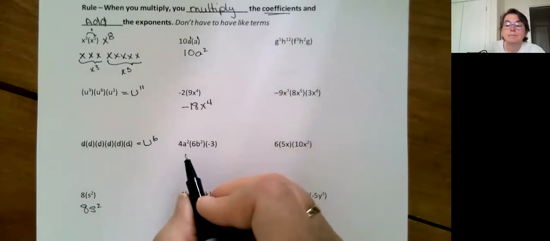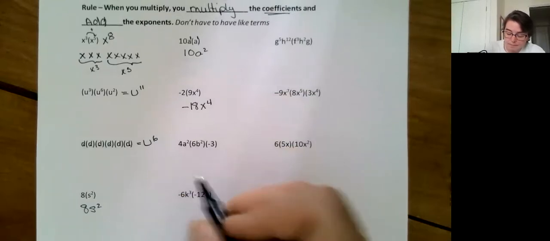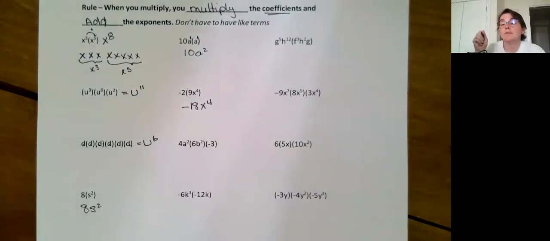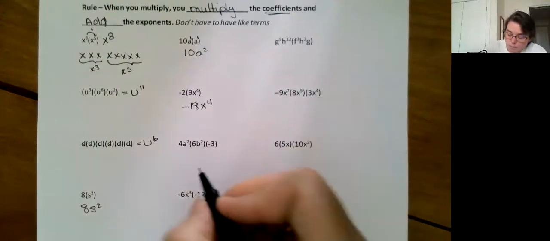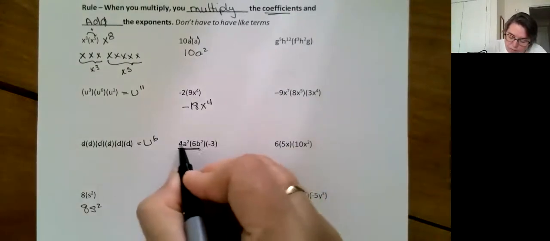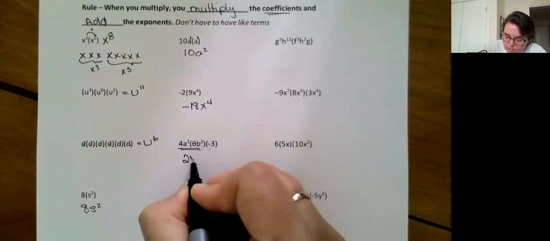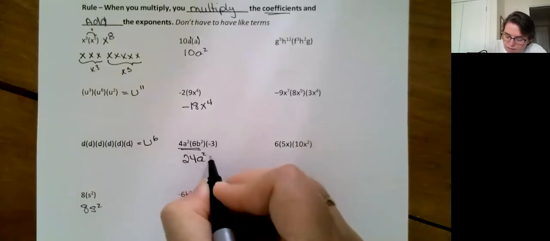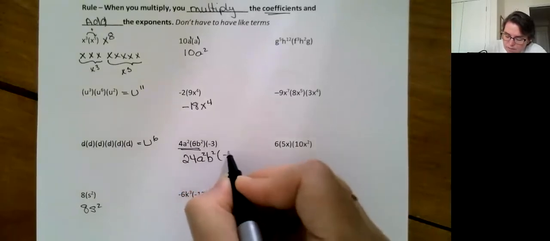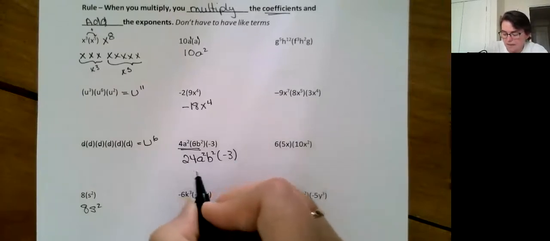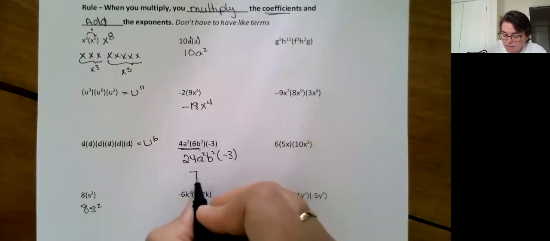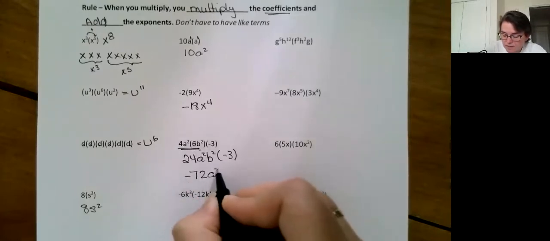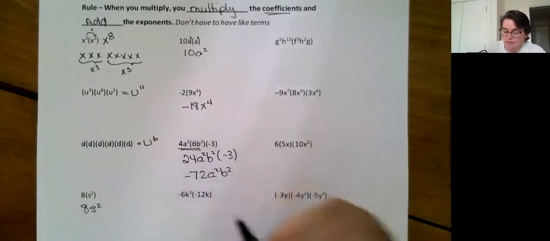I'm going to do this 2 different ways. Following order of operations, right? So you've got multiply this times this times this. You multiply the first 2. 4 times 6 is 24. A squared b squared times minus 3. And then we go 24 times minus 3 is minus 72. A squared b squared.